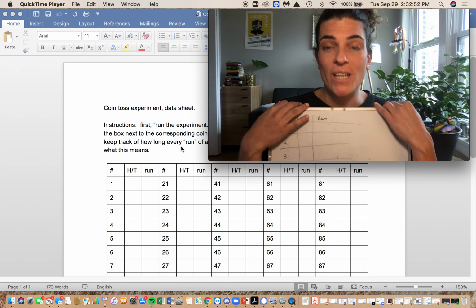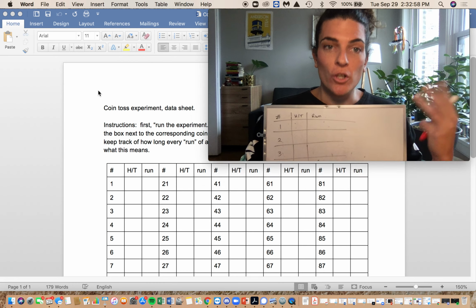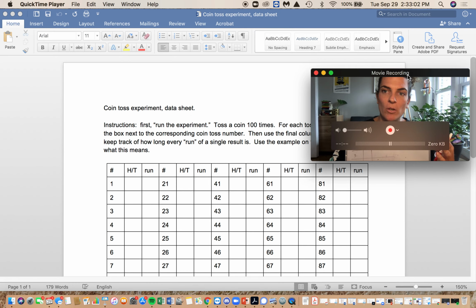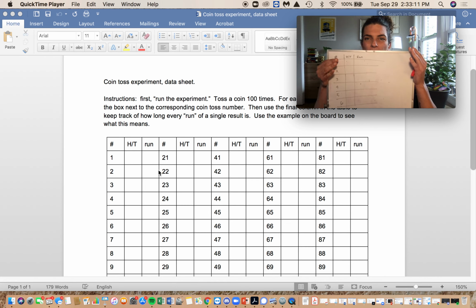So I'll start with the pretending. For the people who are pretending to flip a quarter, you're going to look at the sheet, which is here. Let me just shrink myself a little bit, okay? The coin toss experiment data sheet. You can see that it's got number 1, number 2, number 3, and then heads or tails, and then run. So I've kind of created that here.